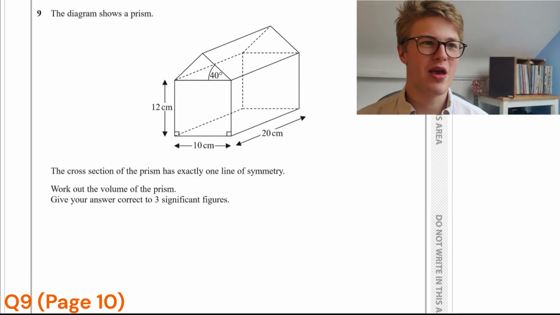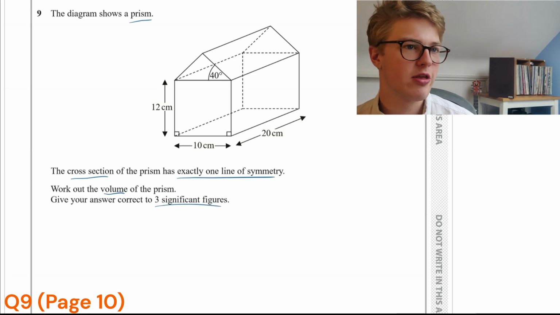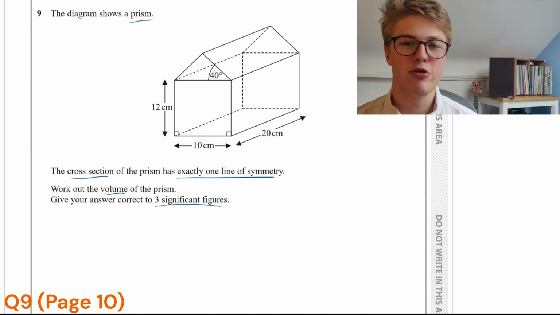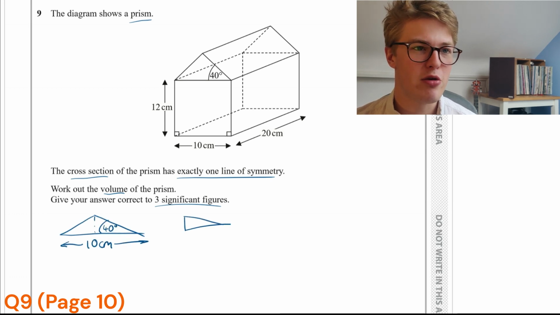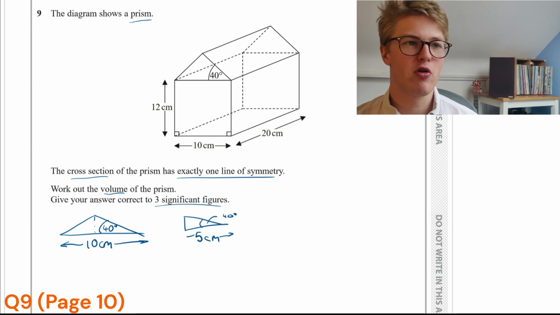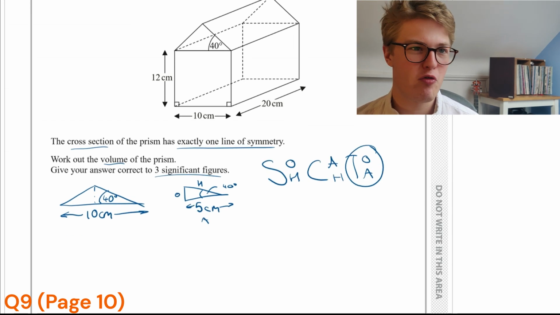The diagram shows a prism. The cross-section of the prism has exactly one line of symmetry. Work out the volume of the prism and give your answer correct to 3 significant figures. We can use SOHCAHTOA as our way of remembering sine, cos and tan, and in this case we're going to use tan because you can see we've drawn out the triangle on the top and we need to find the opposite side to get the height of the triangle.